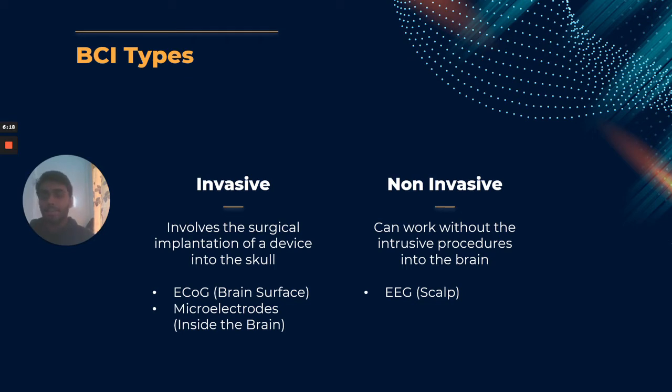Moving ahead, let's come back to BCI. BCI can be implemented in two methods. There is an invasive BCI and there is a non-invasive BCI. I have mentioned these terms earlier in the video also twice, and now you'll get to know what I was talking about. Invasive BCI involves the surgical implantation of the device into the skull, and non-invasive can work without intrusive procedures into the brain. It can be just placed on the scalp. EEG is an example of that, where you put an external device onto your scalp. And in invasive, we have examples like ECoG, where you put a device on your brain surface, and microelectrodes which you put inside the brain. We'll talk about this in more brief in the next slides.